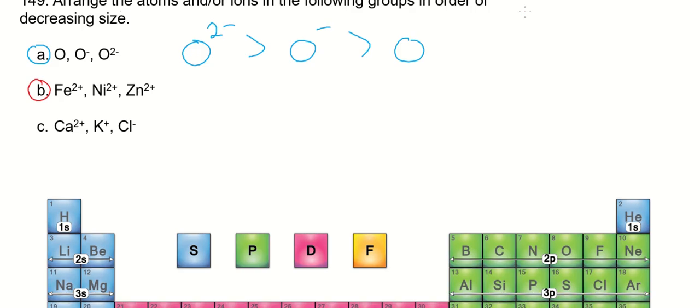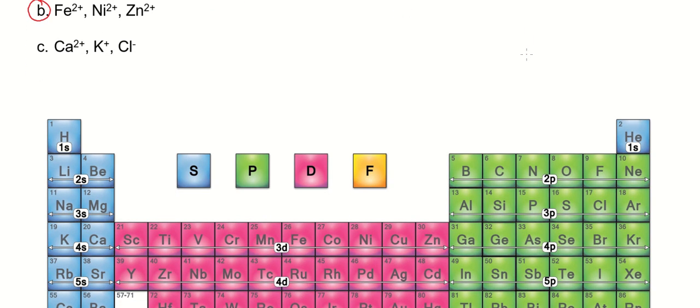Let's take a look at B. These are transition metals. Let me use a different color here so it stands out. Iron, well, that didn't help much. All right, iron, nickel, and zinc.